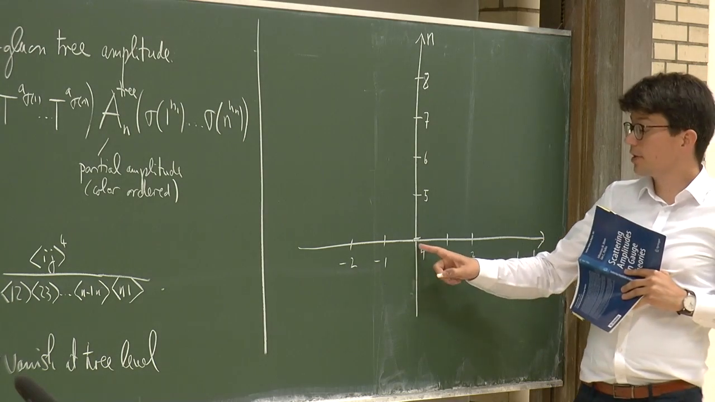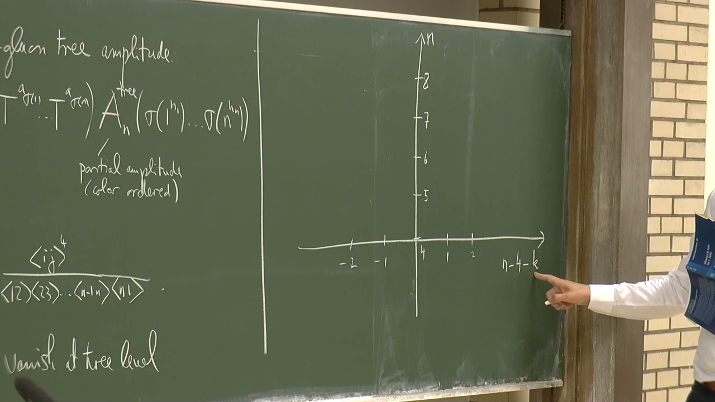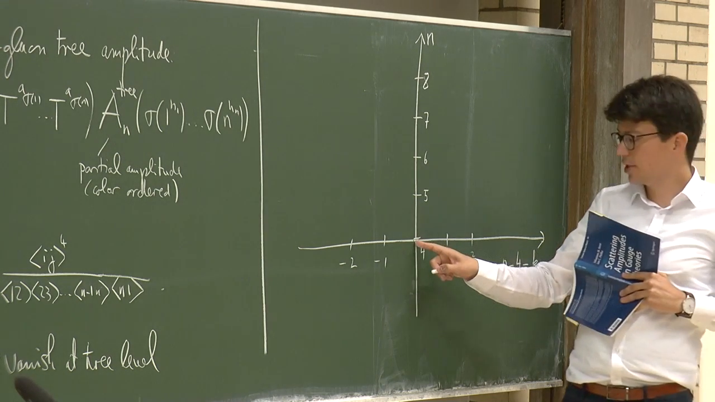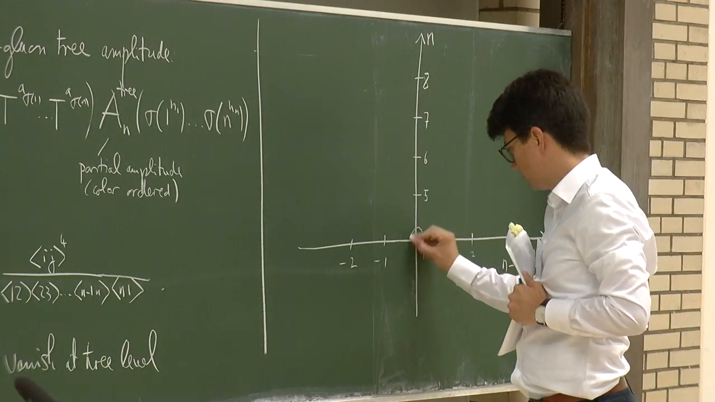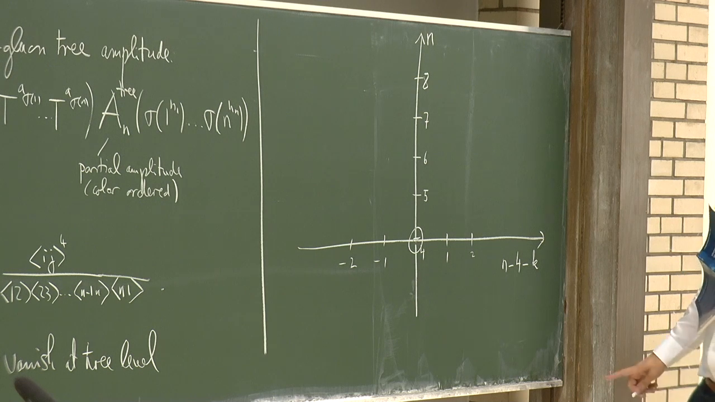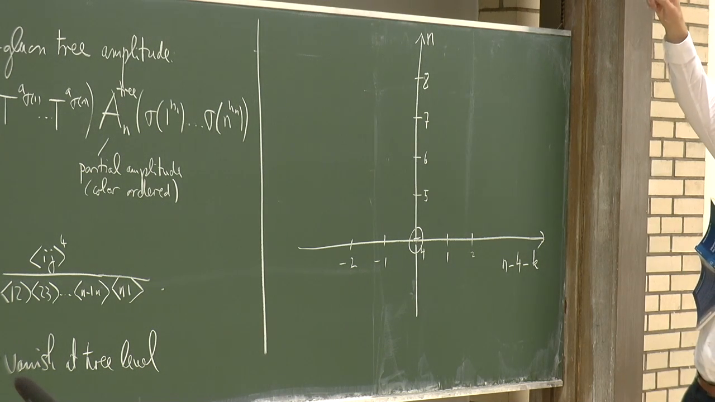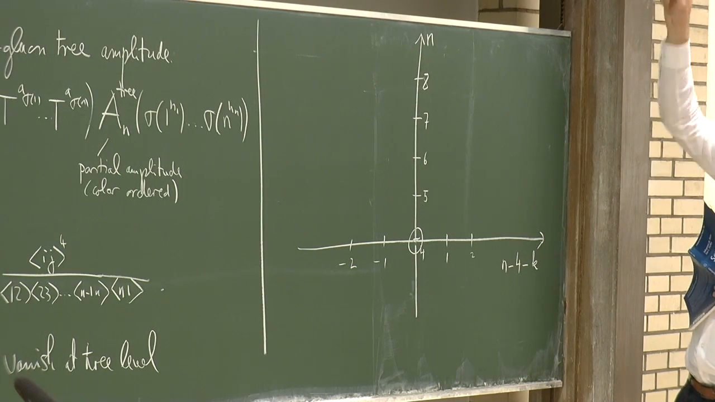So what does the origin mean? So n equals 4, k equals 0. So this is actually the MHV amplitude, the MHV 4-point amplitude. Now, let's see if we can find these MHV amplitudes, also all the other ones.